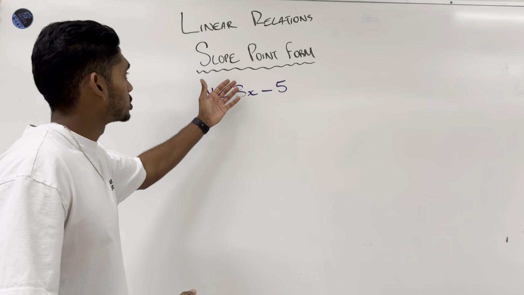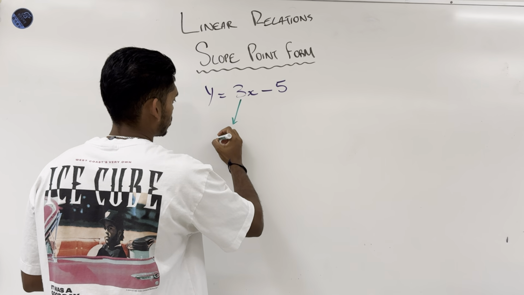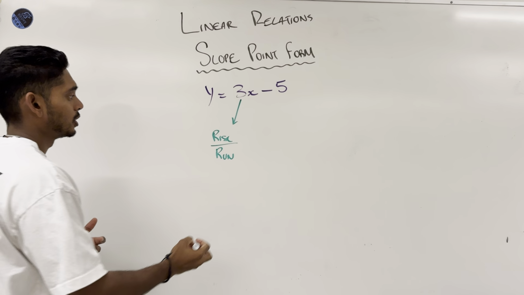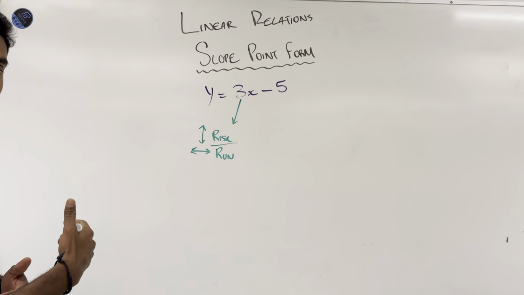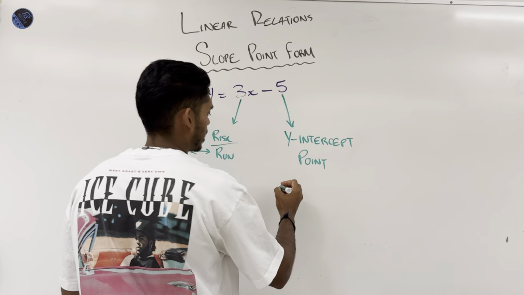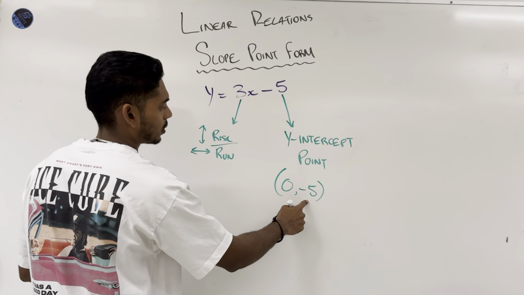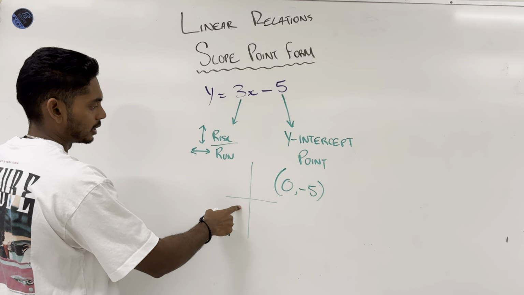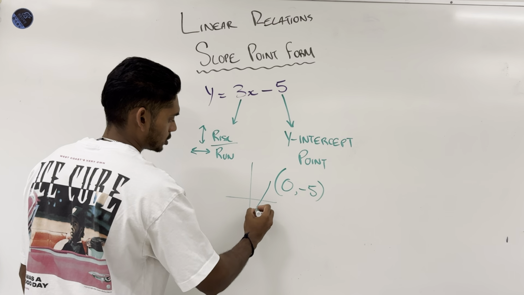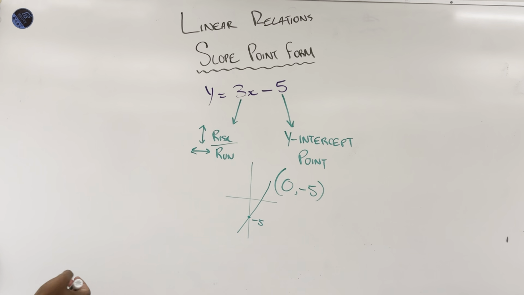Time to learn about what slope-point form is. Let's break this down. This part is called your rise over your run, so on a graph, rising up or down and left or right. This is your y-intercept point, where x is 0 on your coordinate, and this is your y coordinate. So it's on your graph when x is 0, on this line. Your line will touch that line at 0 and -5, to be exact. Let's show you what this looks like on an actual graph.